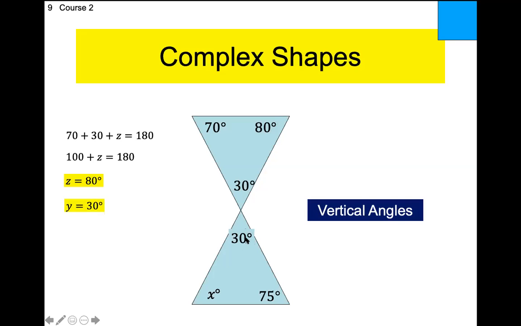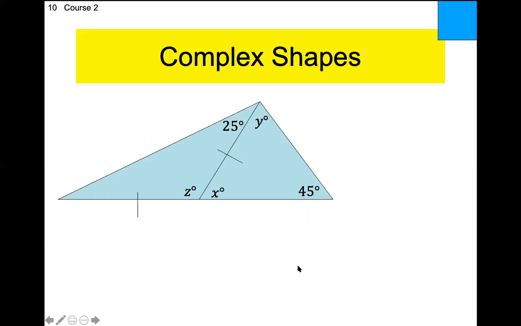Now on the bottom triangle, I have two of the three angles, so I can get to the other one. 30 and 75 is 105. Therefore, x is 75. It turns out that the bottom triangle is an isosceles triangle. It just wasn't marked that way. Okay, cool.